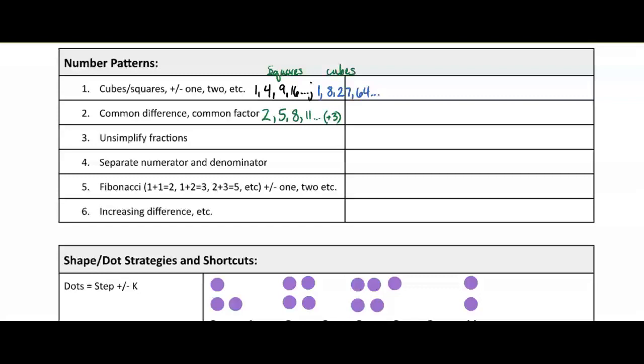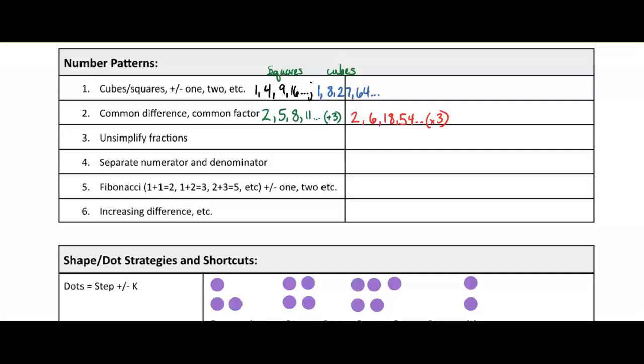I could have a common factor. So maybe I start with 2, and then 6, 18, 54. What am I doing to each number in this case? Multiplying by 3. Okay. So multiplying by 3 in this case. These don't have to be increasing.